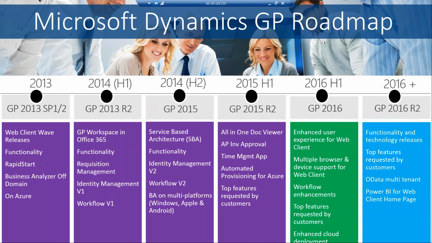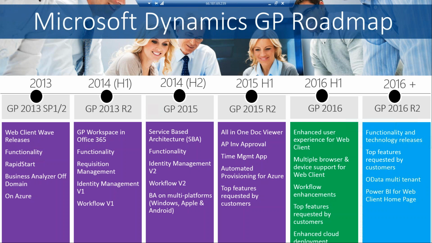Along the way, then you see with R2 we had the GP workspace in Office 365. You see requisition management, which was the beginning and probably the first focus of the workflow tools. Identity management is, again, where we have single sign-on into GP. So it's tied to your Active Directory, and that is the case with the web client, that it does leverage Active Directory, unlike the traditional client.